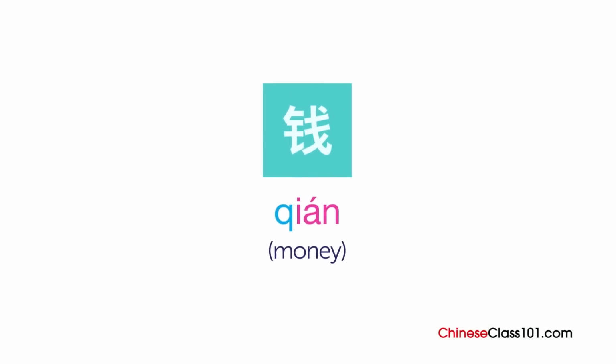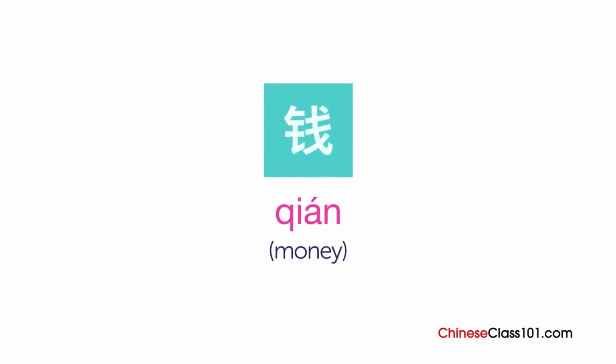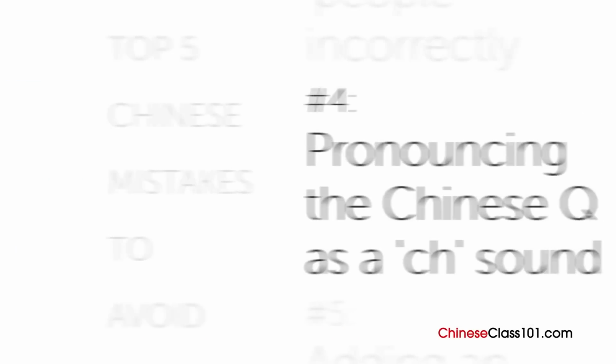The Chinese Q sound should be pronounced with the tip of the tongue touching the bottom teeth, while the blade of the tongue lays flat behind the front teeth. We'll break down the differences between the ch sounds of Chinese in Lesson 7.